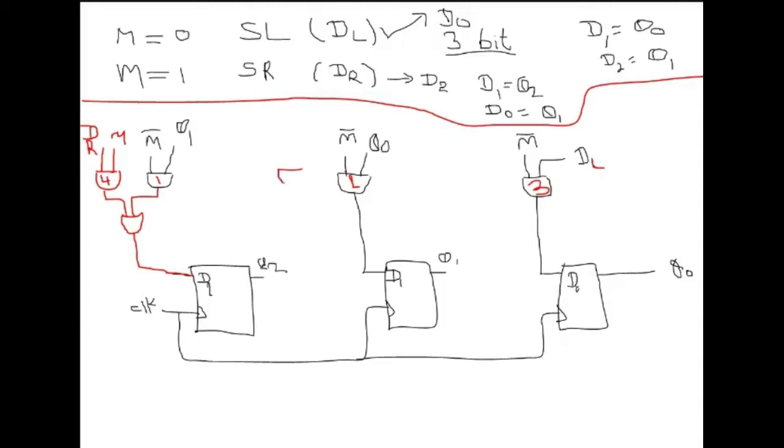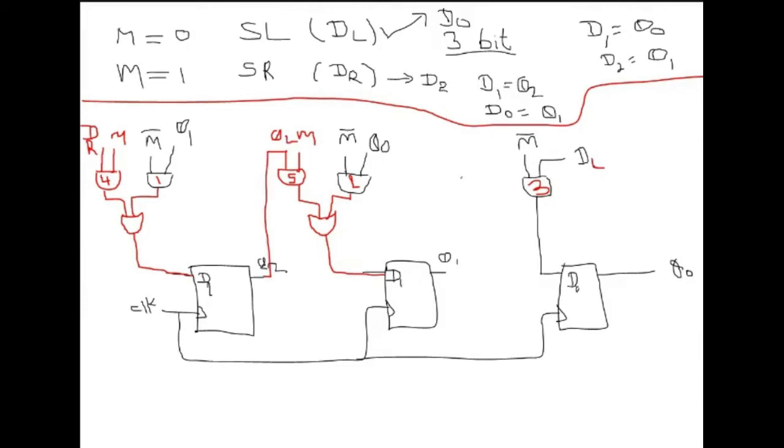Now we can extend this concept further. This will be my M. We need to shift it right. So Q2 should be connected to D1. So I can write it as Q2. So this will be Q2, or you can even directly connect it from here as well.